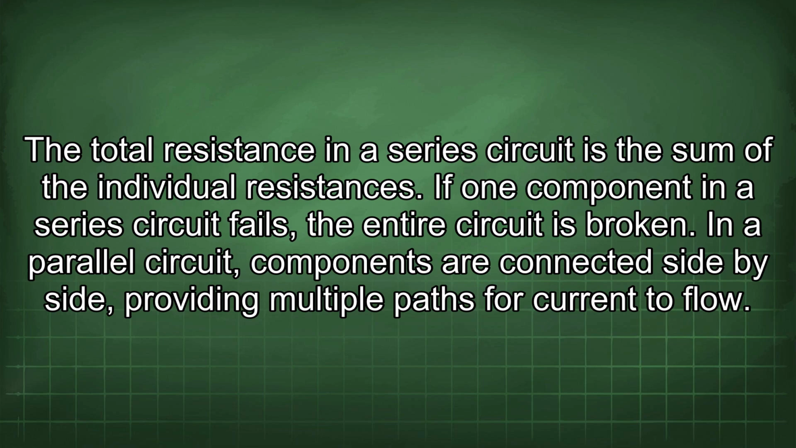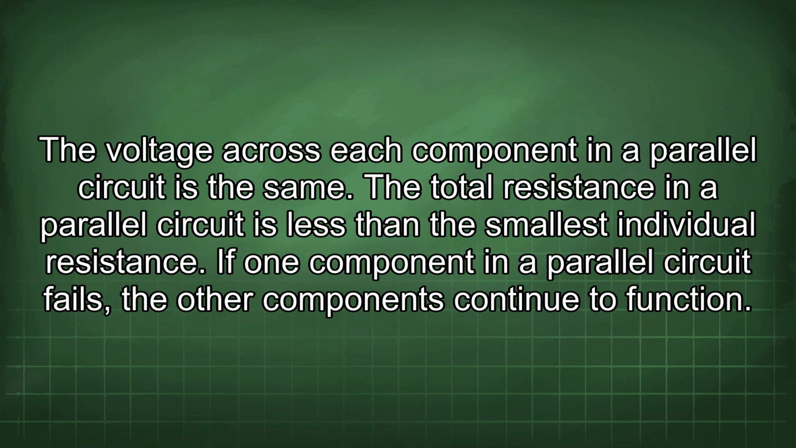In a parallel circuit, components are connected side by side, providing multiple paths for current to flow. The voltage across each component in a parallel circuit is the same. The total resistance in a parallel circuit is less than the smallest individual resistance. If one component in a parallel circuit fails, the other components continue to function.